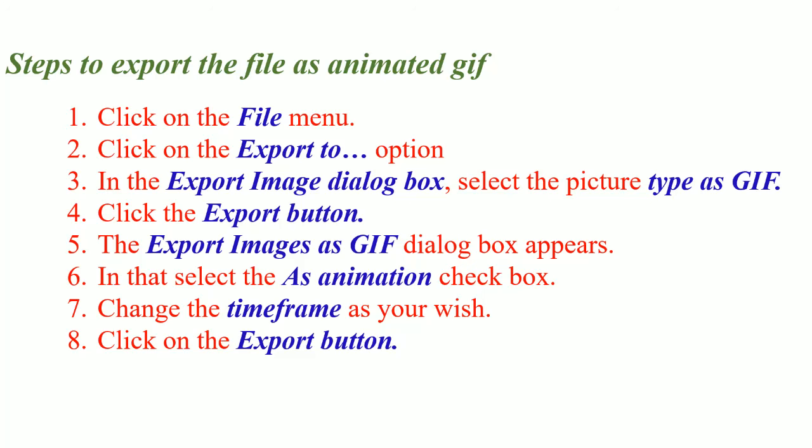Then when I click the export button, the export images as GIF dialog box opens. In that, I select the as animation checkbox. If you want to change the time, you can change it and finally click the export button. Then the picture that you created is available in the location that you selected. With the help of that location, you upload the picture in the website.